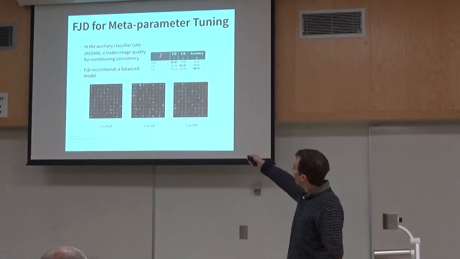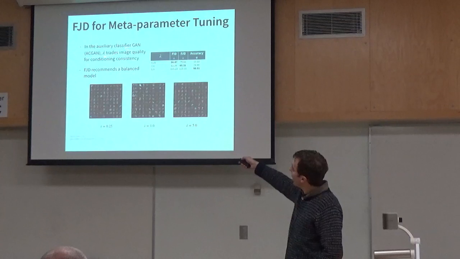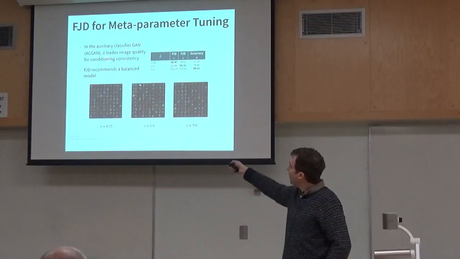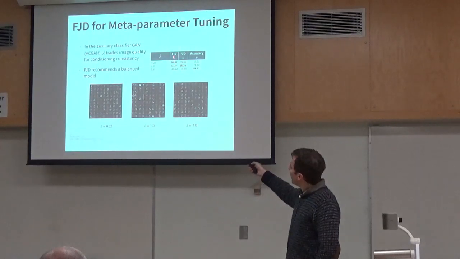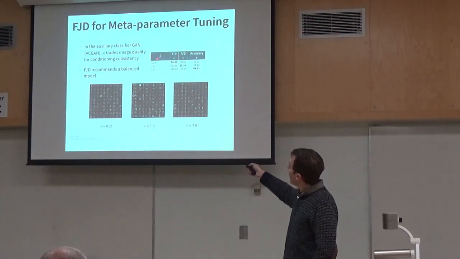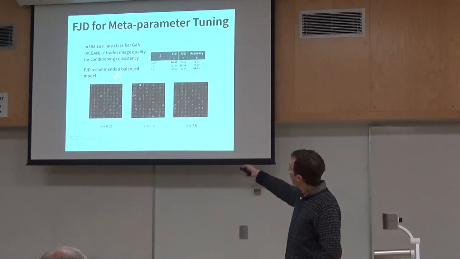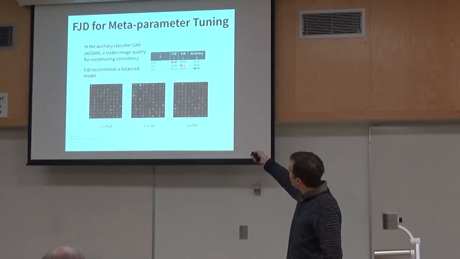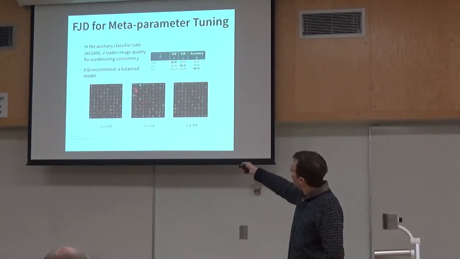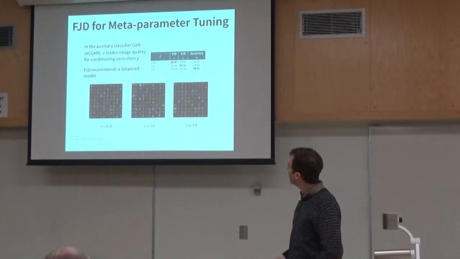So this is a case where we're looking at the auxiliary classifier GAN. This basically has a parameter that trades off the strength of using this auxiliary classifier. And you can have a trade-off between visual quality and conditioning consistency. For a low value, you'll see high quality but not good conditional consistency, whereas with a high value of lambda, you get very good conditional consistency, but quality tends to drop. FJD finds the sweet spot where you have a good mixture of visual quality and conditional consistency.